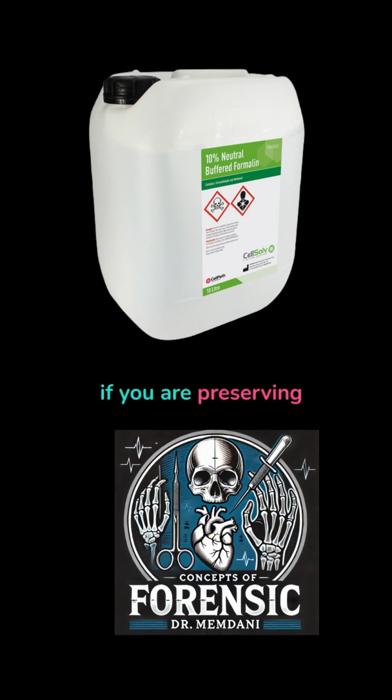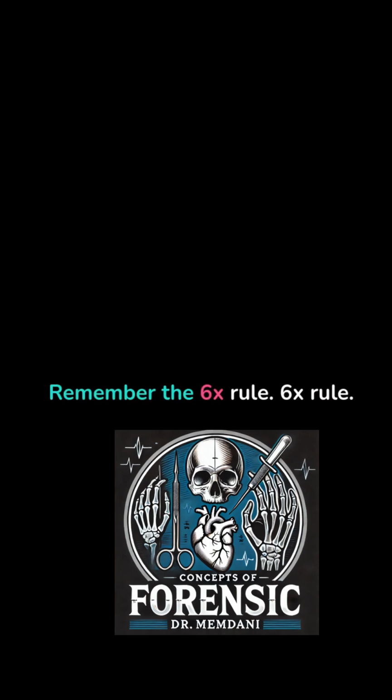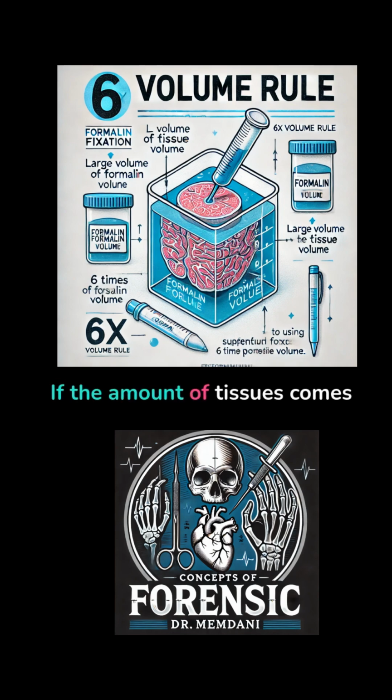Now, if you are preserving all the organs, what is the amount of this preservative you will use? Remember the 6x rule. If the volume of tissues comes up to x, the amount of formalin you will use will be 6x, which means 6 times the volume of the tissues.